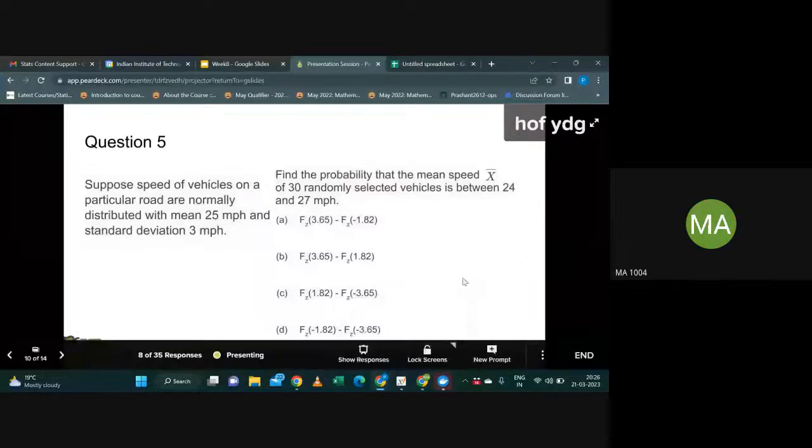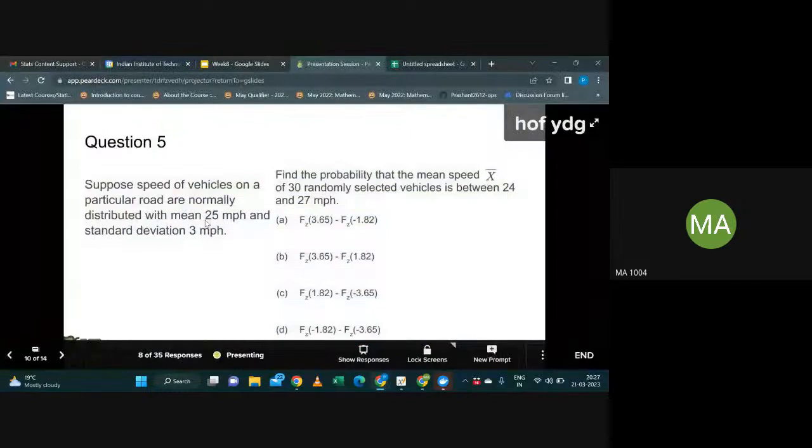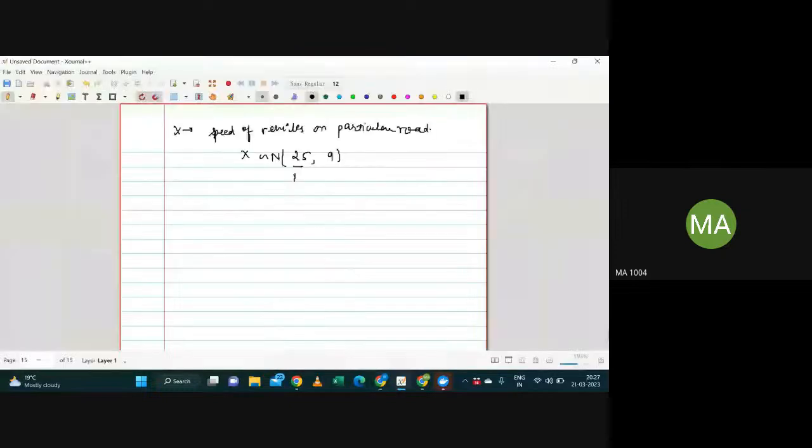So x is the speed of vehicles on a particular road, and it follows a normal distribution with mean 25 and standard deviation 3. So the mean is 25, which is mu, and it should be sigma square. Sigma is given as 3, so sigma square will be 9. So far clear? Yes, sir. Now we have identified this.